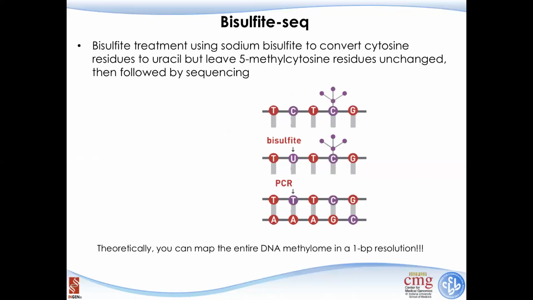So theoretically, we then do sequencing, and this technology can map the entire DNA methylome at one base pair resolution. We can know for each base pair whether a CpG site is methylated or unmethylated.